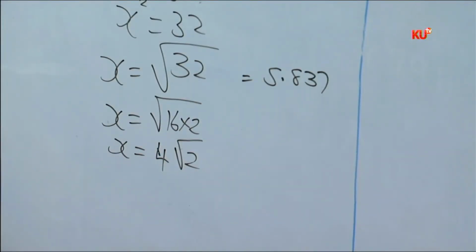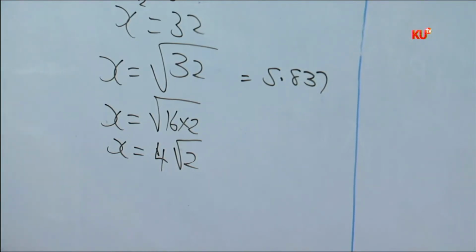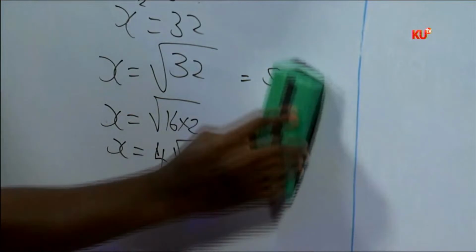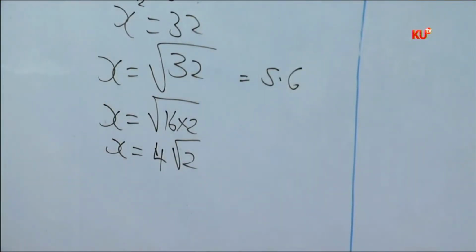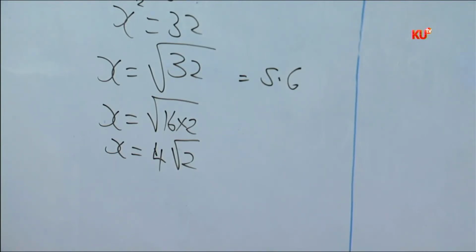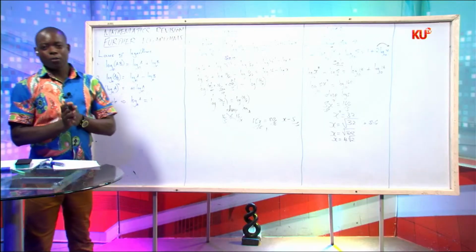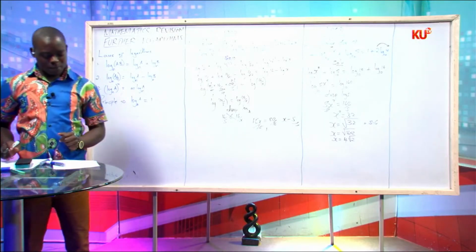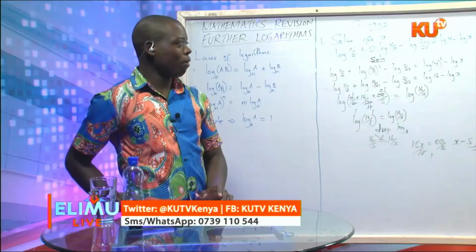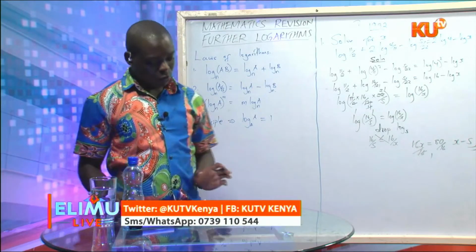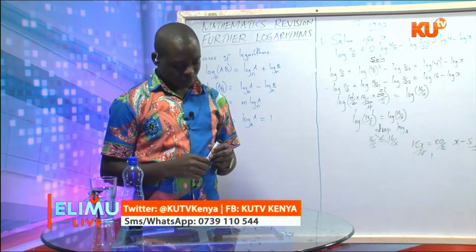That is 5.6. That's 5.67, not 8, but 5.6. That is the square root of 32. So you can either give it to that, or you give it in surd form as your solution. So for those who sat for the exam in 1993, that was 4 marks. Very simple, just applying the laws of logarithms.